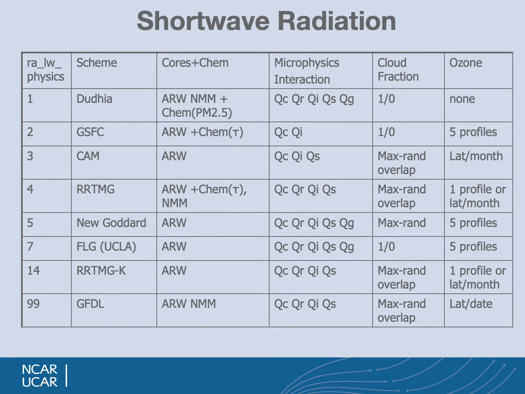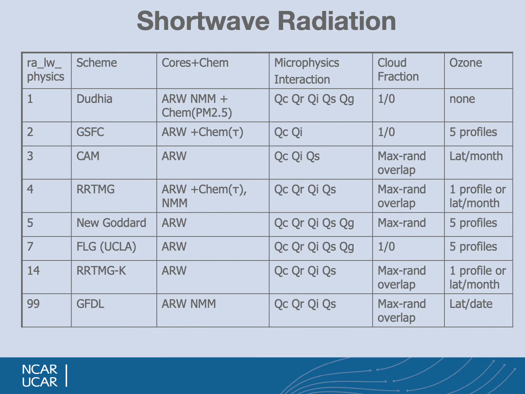And in this slide we have the overview of how they interact with the microphysics and the chemistry. You'd note that the ones with chem-tau are interacting directly with WRF-Chem, so that's the old Goddard, option 2, and the RRTMG that interact with WRF-Chem through this optical depth, which is what chem-tau represents. And that's usually aerosols. And then the microphysics interactions are here as well. The schemes interact with the microphysical particles the same way as the Longwave does.